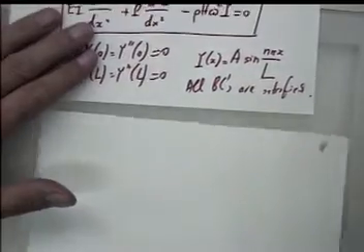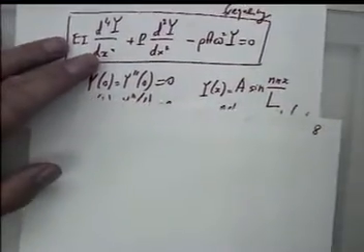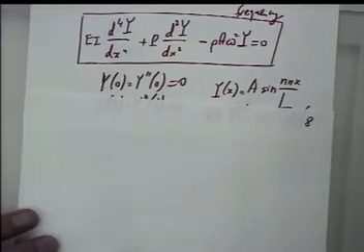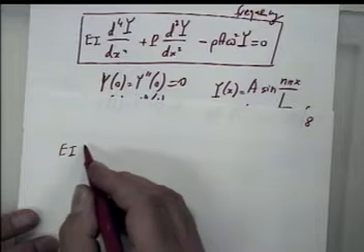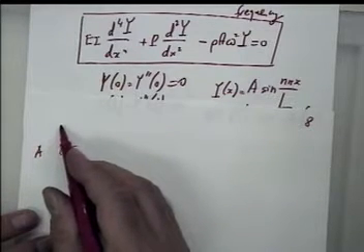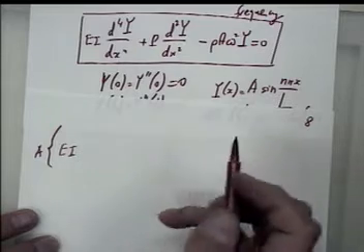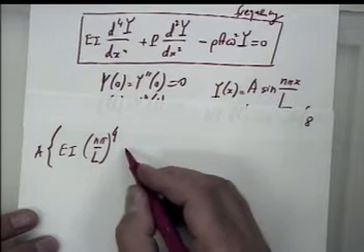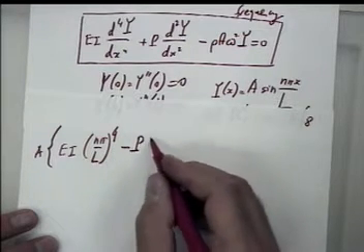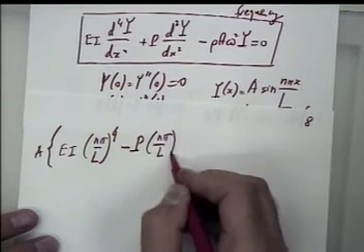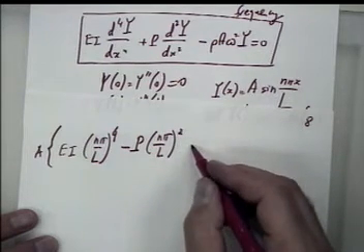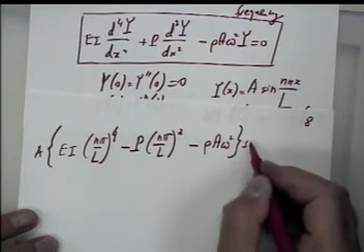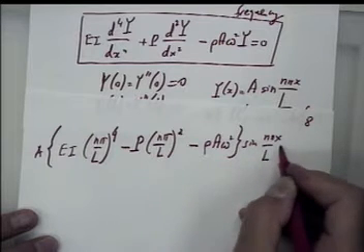Now we substitute this A times sine n pi x over L into the differential equation, and we get EI times A, the fourth derivative will be n pi over L to the fourth power, minus P n pi over L squared, then minus rho A omega squared, times sine n pi x over L equals 0.